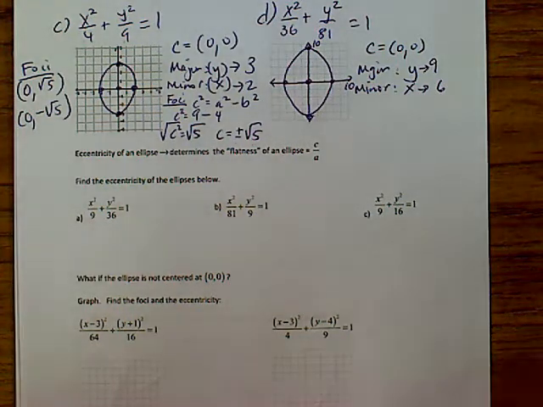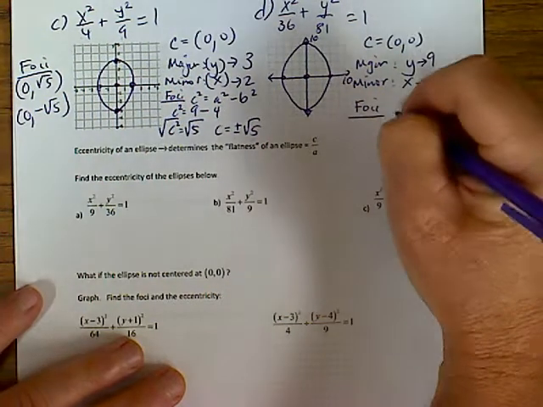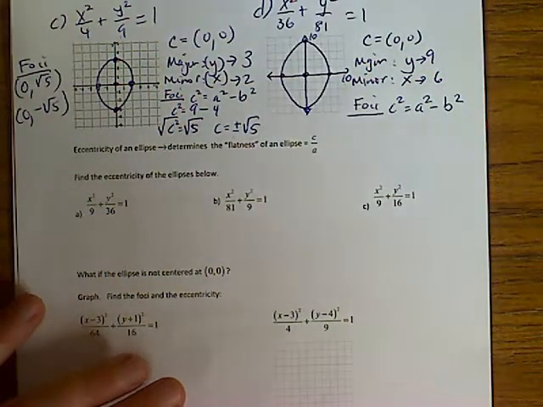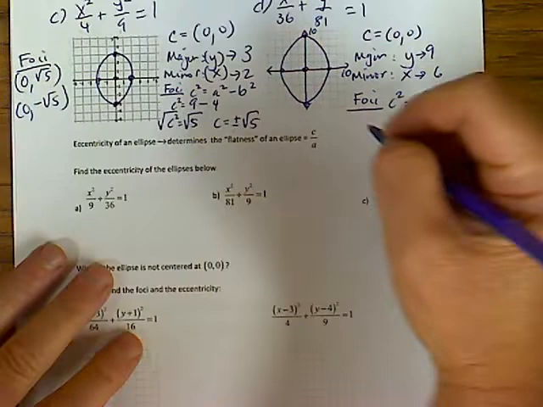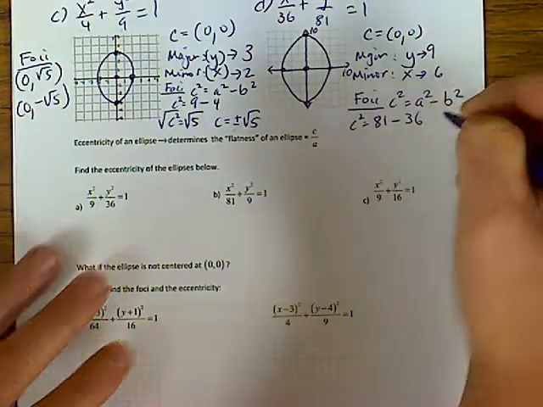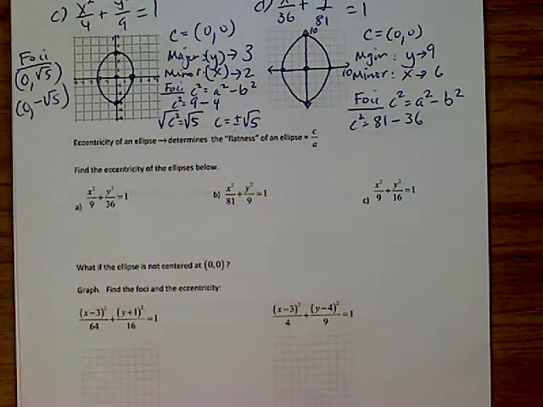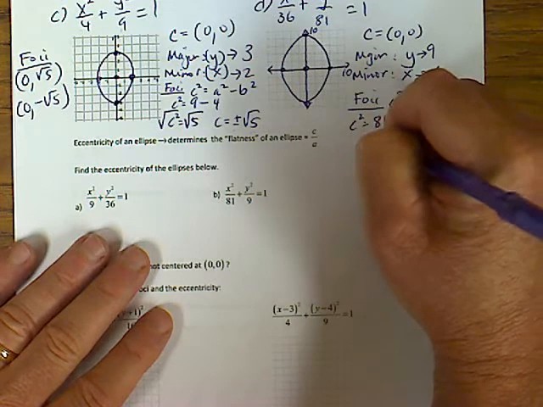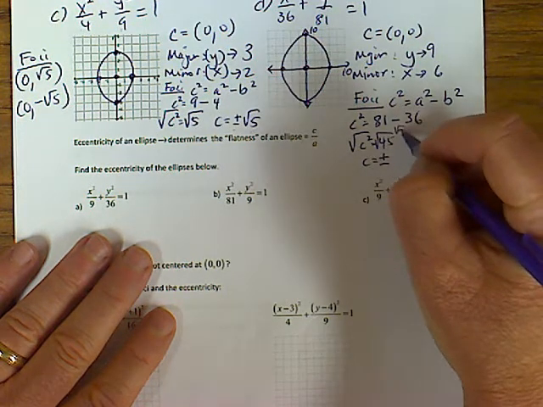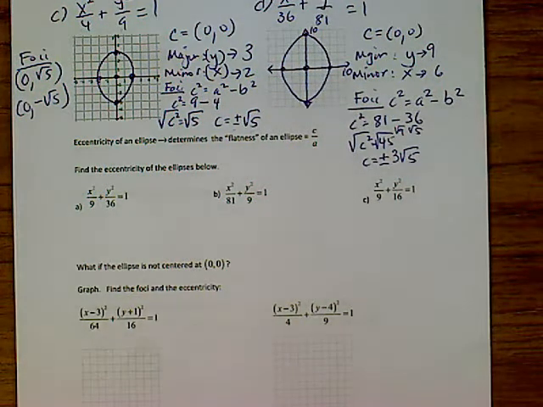Okay, now, for your foci, you're going to do c squared equals a squared minus b squared. Okay, c squared equals a squared minus b squared. So c squared is going to equal, a squared is the biggest bottom, 81, subtract 36. Maybe you want to grab your calculator if you're not sure. 81 minus 36 is 45. So c squared equals 45. Square root each side, and c is going to equal plus or minus the square root of 45, that's square root of 9 and square root of 5, so that's plus or minus 3 square roots of 5.